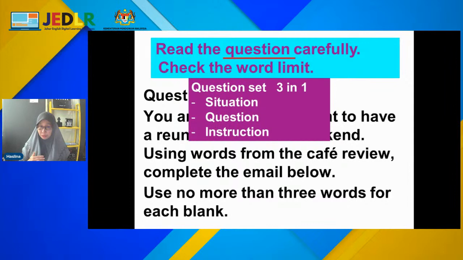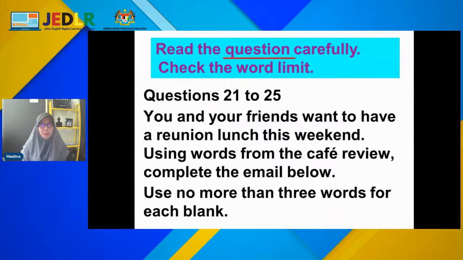Alright, so let's check what is the situation. Normally it will be at the beginning. So this is the situation: you and your friends want to have a reunion lunch this weekend. Do you know what reunion is? Lunch, get together. Reunion means together, joining old friends. So that is the situation.